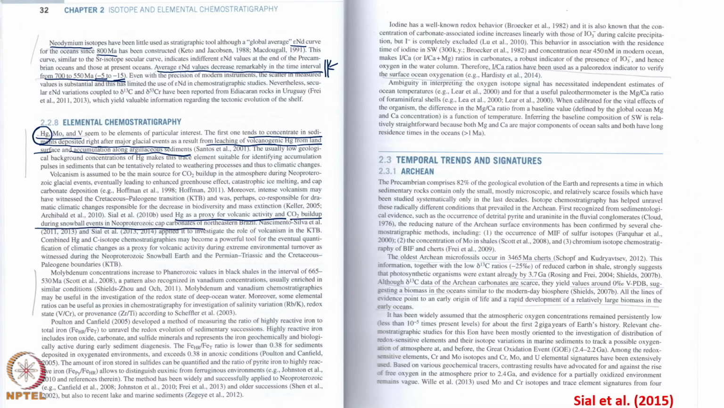Hg can be used as a proxy for the volcanic activity and CO2 buildup during snowball events in the Neoproterozoic cap carbonates. Molybdenum concentration increases to Phanerozoic values in black shales. The same pattern has been noted for the vanadium concentration within the black shales.